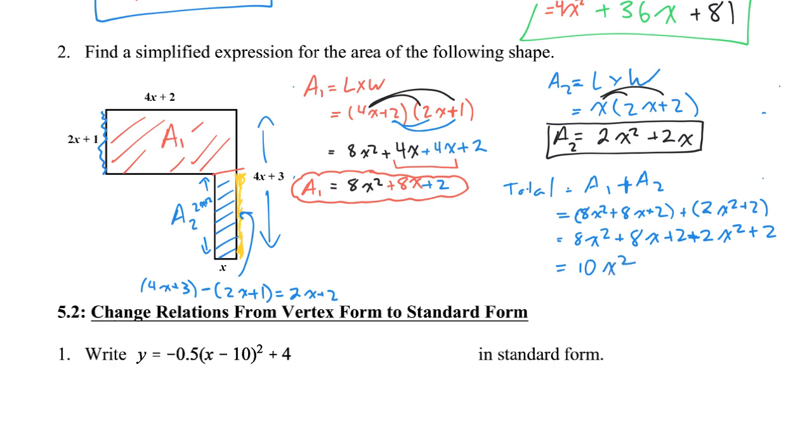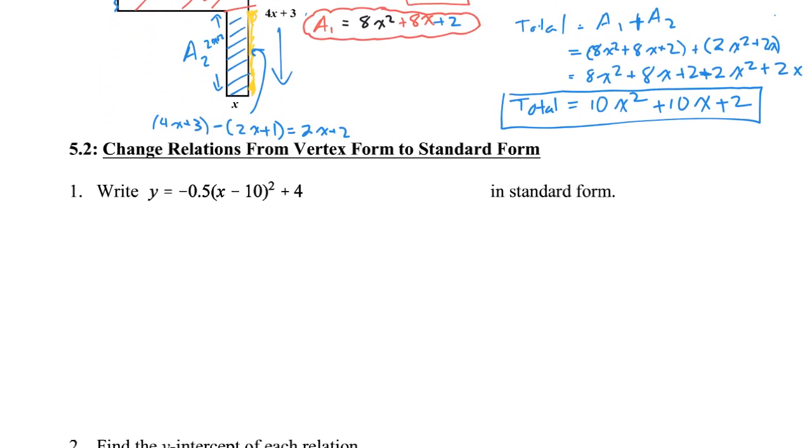And now we need to add up all of the x terms. Oh, sorry, I forgot to put my x here. So we have 8x plus 2x gives us 10x, and now we have 2 at the end, plus 2. That's it. So that was our total area. So our total area is given by that. And we're done.